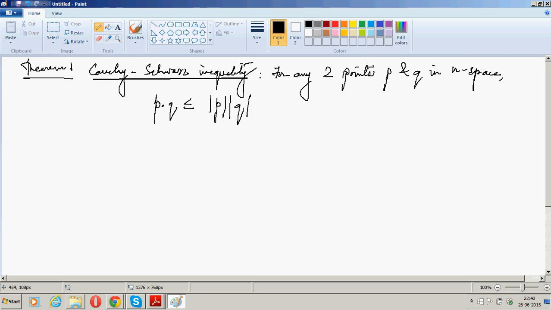There are many proofs of this inequality, and I am sure you know some of them. Right? So I am going to give you one proof, which is a seemingly clear, smooth, logical development of the concepts we are discussing so far. So, proof.